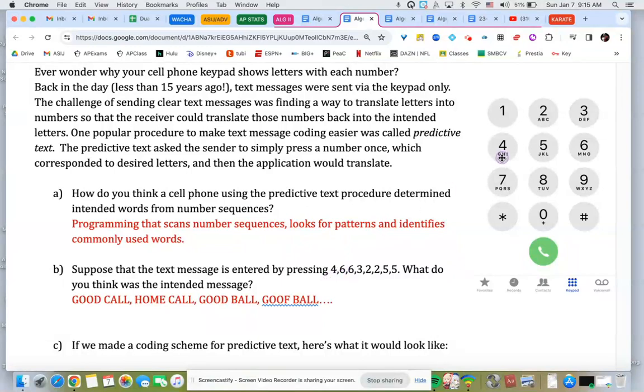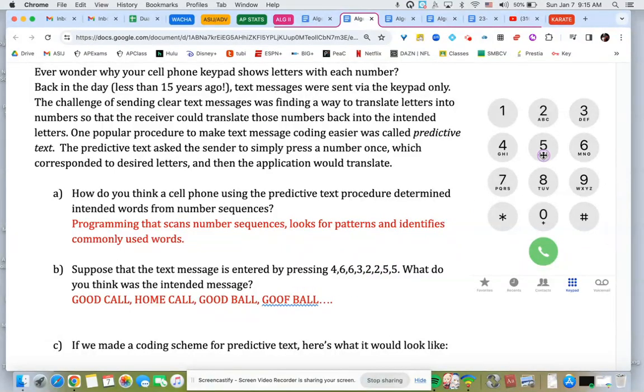So for 4, let's use the G, and for 6, let's use an O, and then 6 again, let's use another O. So that would be GOO. And then we have a 3. I could use a D or an E or an F. Maybe I use D to make the word good. Maybe I use F to make the word goof. And you just keep going.